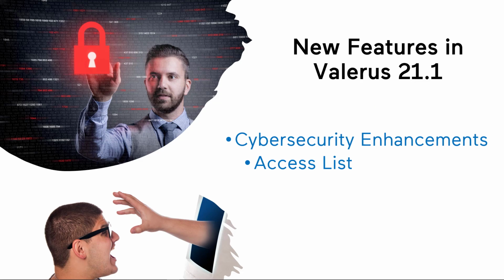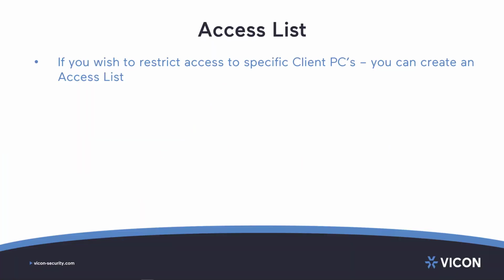The next new feature I'm going to show you is actually a cybersecurity enhancement to Valerus 21.1, and it's called Access List. An access list is implemented if you want to restrict access to specific client PCs. If you want to do this, then you need to create the access list. And once you start using the access list, it's important to understand that any client that would need to connect is going to need to be in that access list.